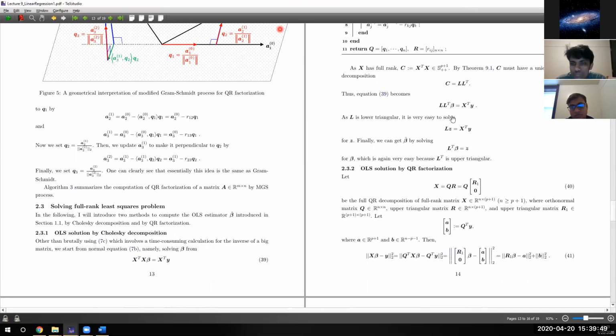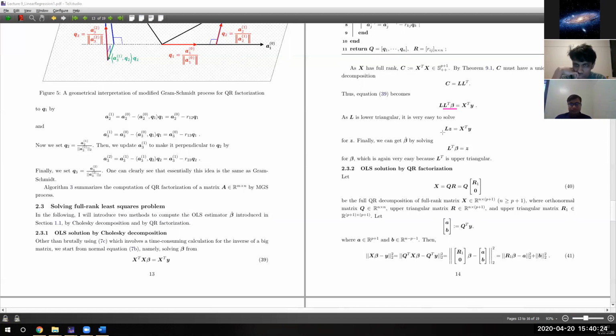We can let this part be, for example, Z. So we solve this. It's very, very easy to solve for Z because L is lower triangular, right? Why lower triangular? It's very simple. Because you only need to solve the first one. Then the first one is substituted, you get the second one. Substitute, you get the third one. You know what I mean? That's why with lower triangular, solving this kind of problem is extremely fast, extremely easy.